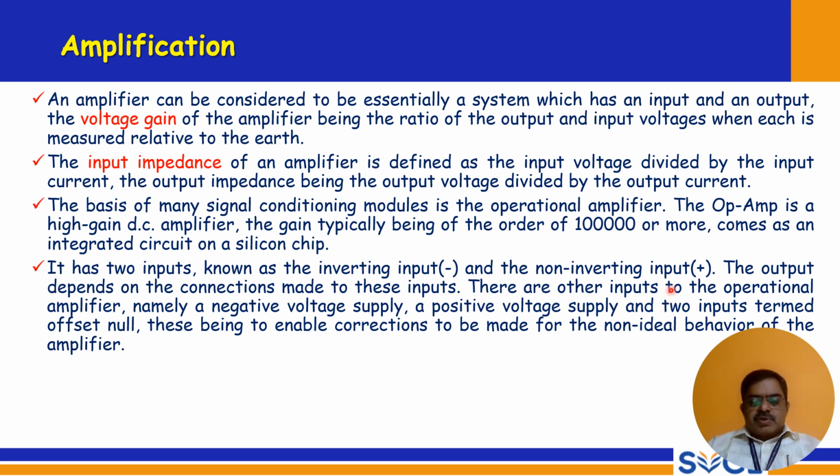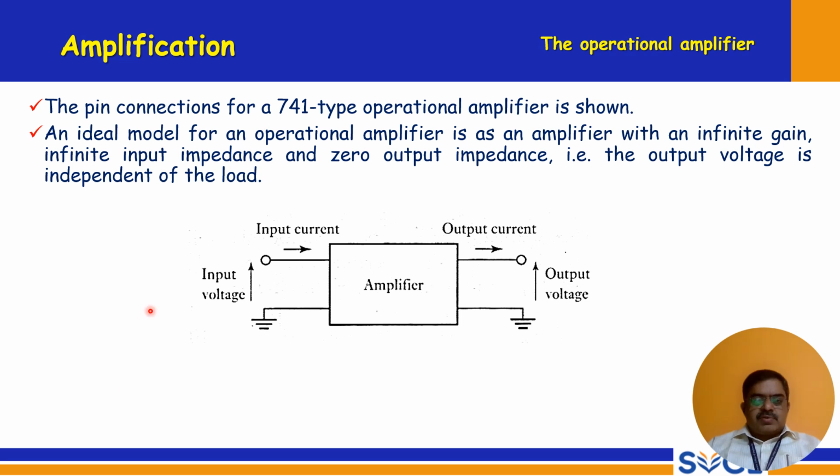There are other inputs in the operational amplifier, namely a negative voltage supply, a positive voltage supply, and two inputs termed offset null, which enable corrections to be made for the non-ideal behavior of the amplifier. If it is exhibiting any non-ideal behavior, then we have to make corrections through these additional terminals. So the first is the amplifier. The pin connections for a 741 type operational amplifier I will show you in the next diagram.